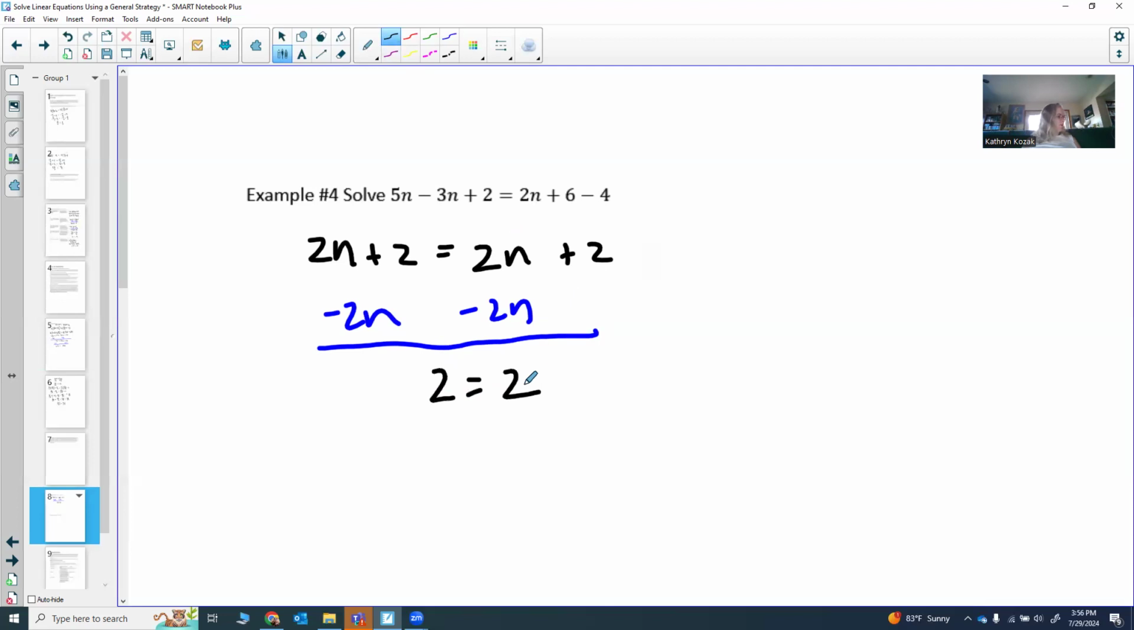But 2 is always equal to 2, which is always true. So no matter what number you pick for n, you will always get a true value. This is known as an identity. Anytime you solve an equation and get a statement that is always true, then the solution is every real number.